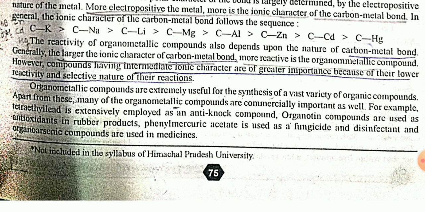However, compounds having intermediate ionic character are of greater importance because of their lower reactivity and selective nature of the reaction. Organometallic compounds are extremely useful for the synthesis of a vast variety of organic compounds. Apart from these, many organometallic compounds are commercially important as well. For example, tetraethyl lead is extensively employed as an anti-knock compound.